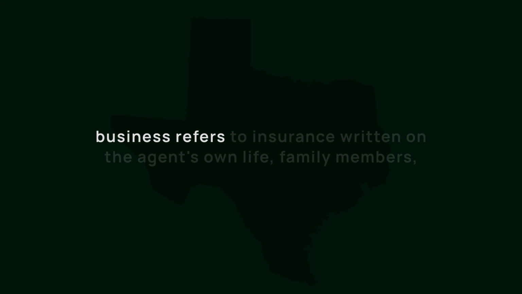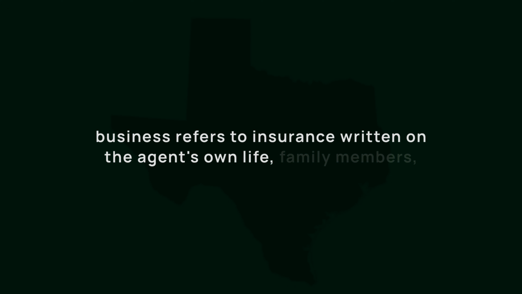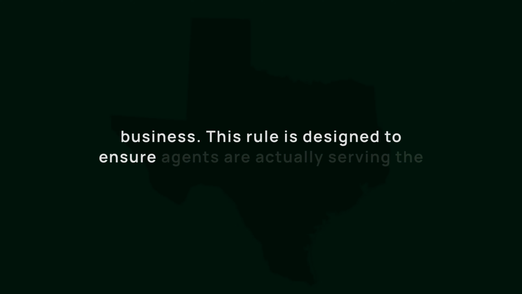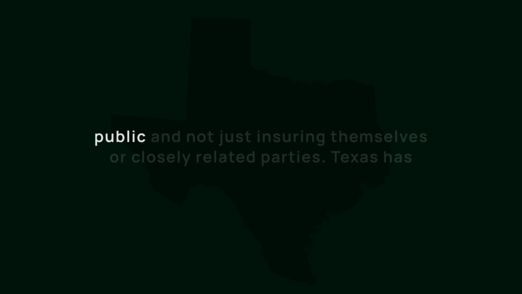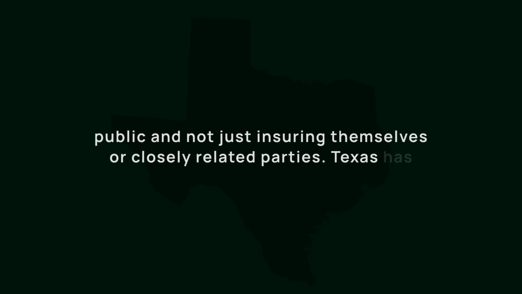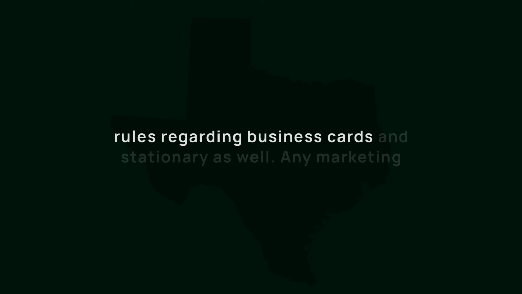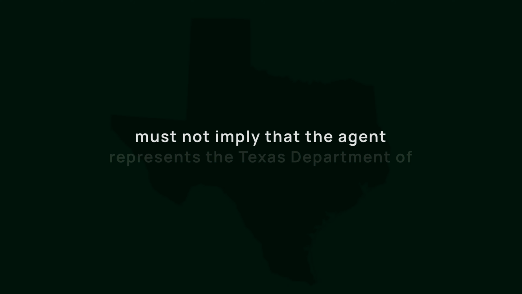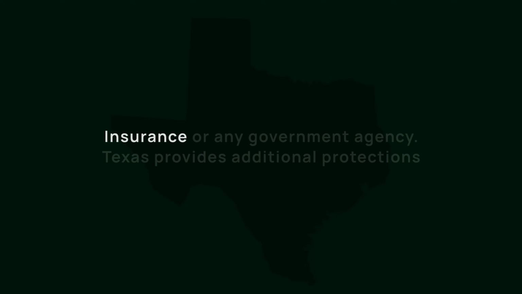Controlled business refers to insurance written on the agent's own life, family members, employer, or business associates. This rule is designed to ensure agents are actually serving the public and not just insuring themselves or closely related parties. Texas has rules regarding business cards and stationery as well. Any marketing materials must clearly identify the agent's name and license status, and must not imply that the agent represents the Texas Department of Insurance or any government agency.